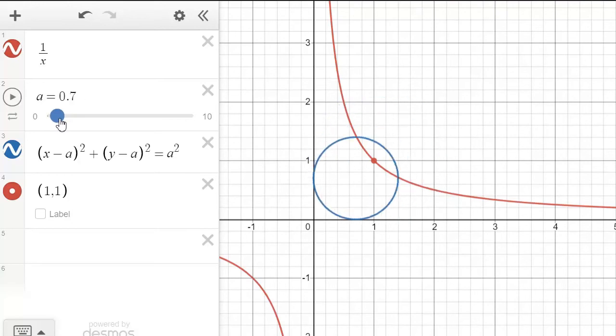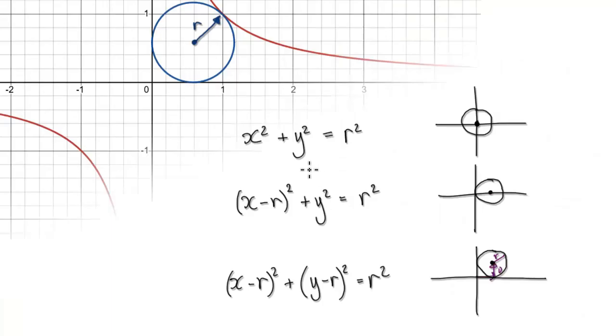So your job is to find the radius, which is a, such that it will be located at 1, 1. So you can see it's roughly around 0.6, roughly around there. So our job is to find a precisely, a or r. So here I'm using r to represent the radius, but in Desmos I'm going to use a to represent r, because r is being used by Desmos for something else.